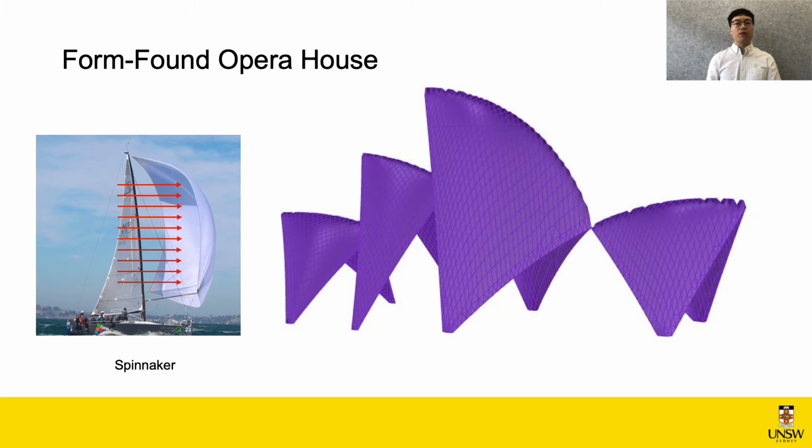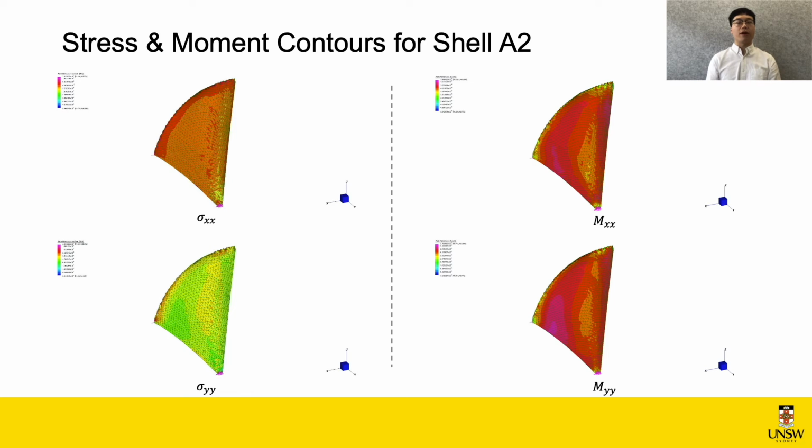This image demonstrates the form-found Opera House. Shells A1 to A4 are orientated from the right to the left. Then finite element analysis was conducted on every single shell. These four contours show the stress and moment distribution for shell A2. We can see the maximum value occurs near the support areas. Actually, this result holds true for all the four shells.